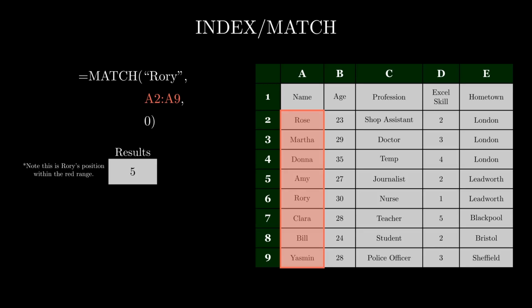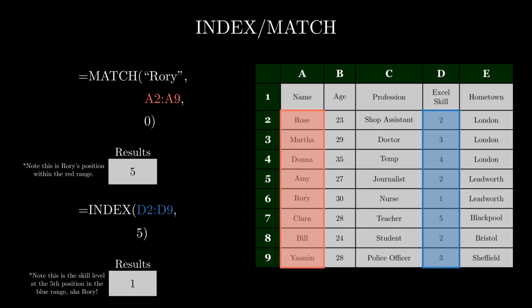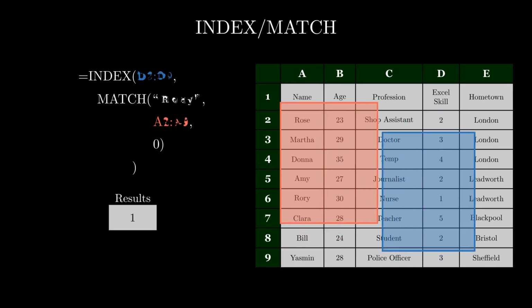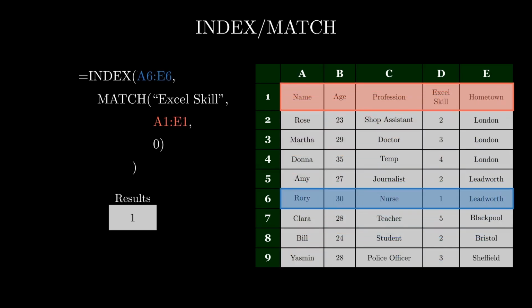On the other hand, INDEX basically does the reverse. It takes a range and tells you the corresponding value at a given position, in our case the Excel skill column and the number 5 from that MATCH function. Putting them together, they can perform more flexible lookups. You only need the one setup whether you're looking vertically or horizontally. INDEX MATCH goes both ways.